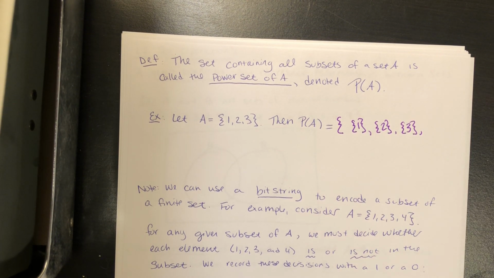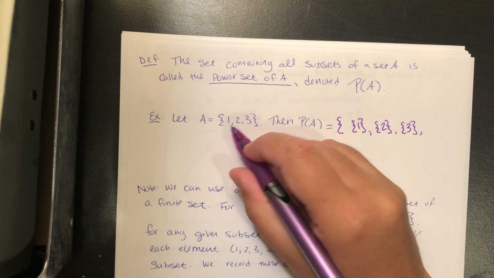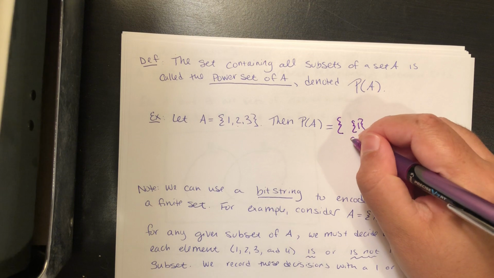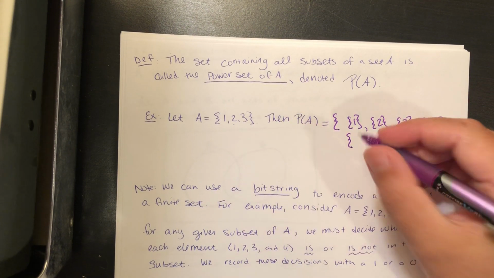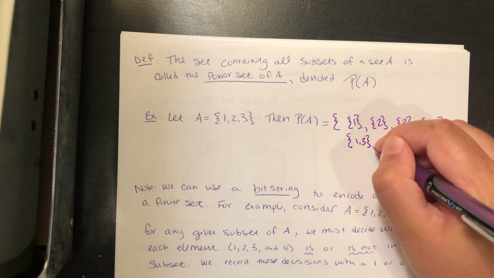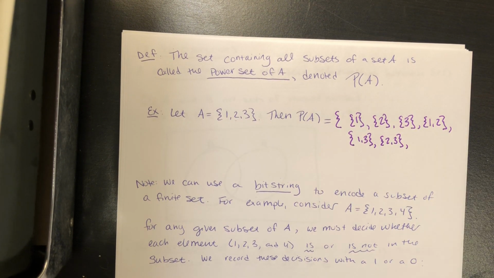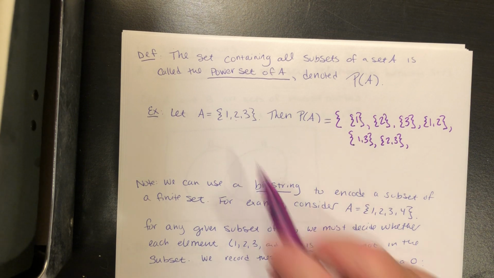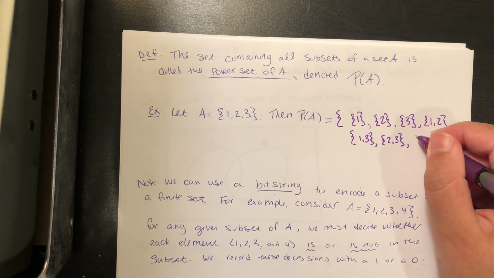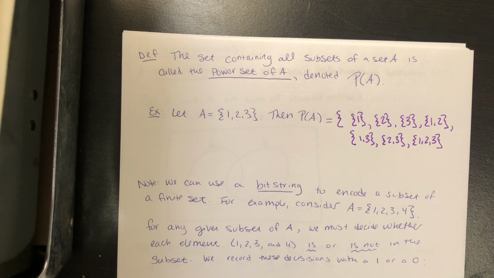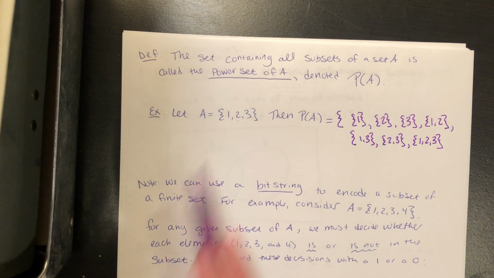Are there others? Yeah. We could pick out, let's say, 1 and 2. So the set containing 1 and 2 is also a subset of A. The set containing 1 and 3 is a subset of A. The set containing 2 and 3 is a subset of A. And is that it? Oh, well, remember, we had said technically every set is a subset of itself. So the set containing 1, 2, and 3 is also going to be a subset of A. A is a subset of itself.